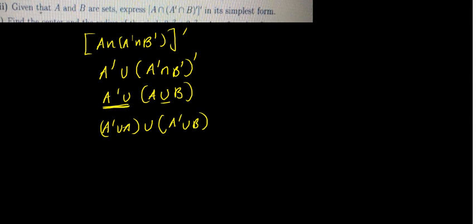So A complement union A is the universal set. If you combine what is outside A and what is in A, that will give you the universal set. And then union A complement union B. Now whenever you get the union of any set with the universal set, that will just give you the universal set. So that is it for this one. But the intersection of any set with the universal set is that same set.